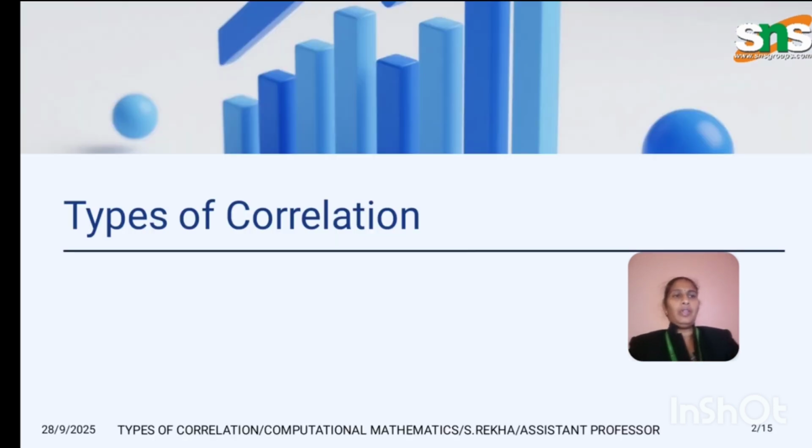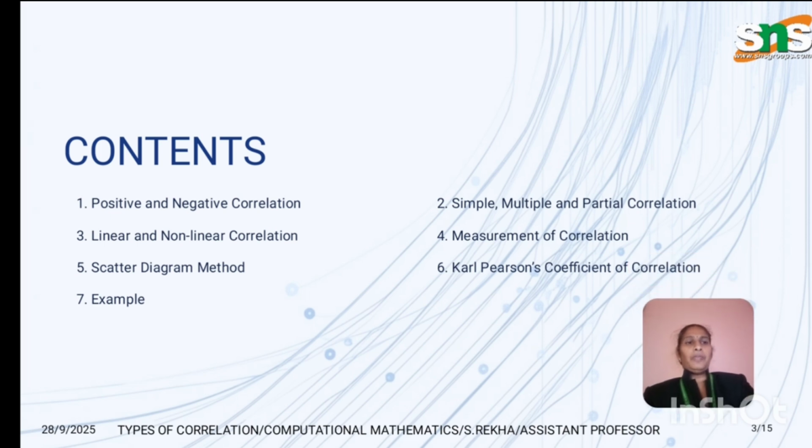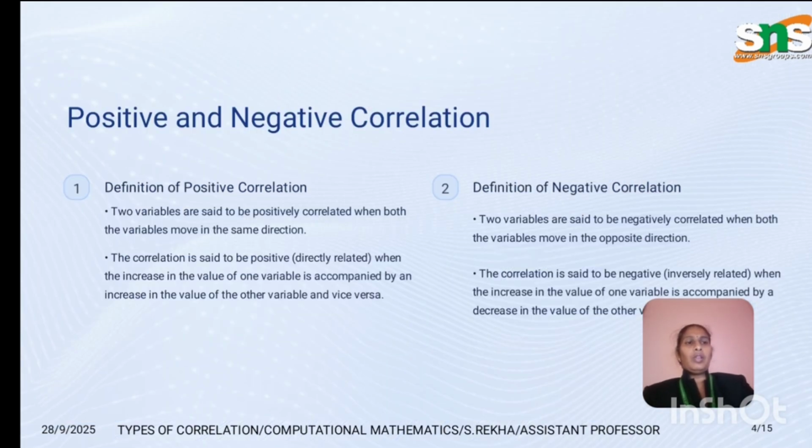So first of all, we are going to discuss the types of correlation. Correlation means finding the relationship between two variables. So in this PPT, we are going to discuss the following contents: positive and negative correlation, linear and non-linear correlation, scatter diagram method, simple, multiple and partial correlation, and some of the measures, and Pearson coefficient of correlation.